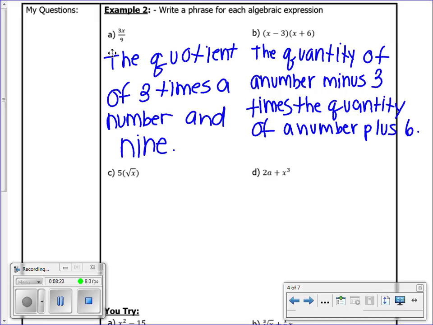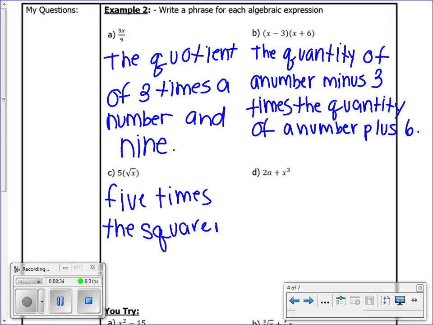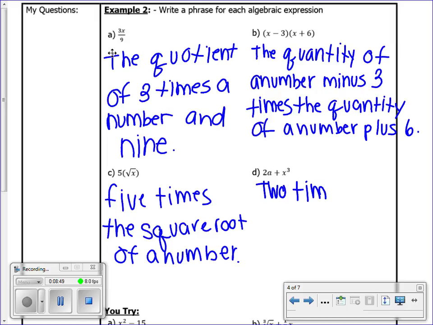Letter C, we have 5 times the square root of a number. And letter D, we have 2 times a plus x cubed would work for that.